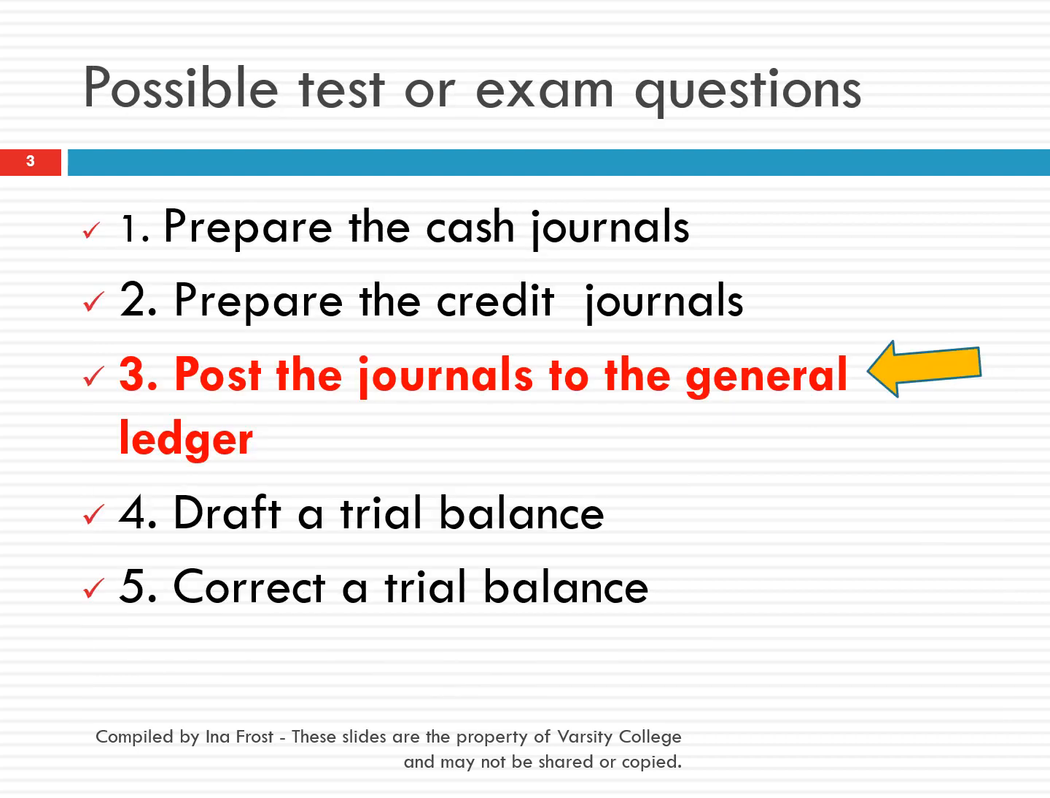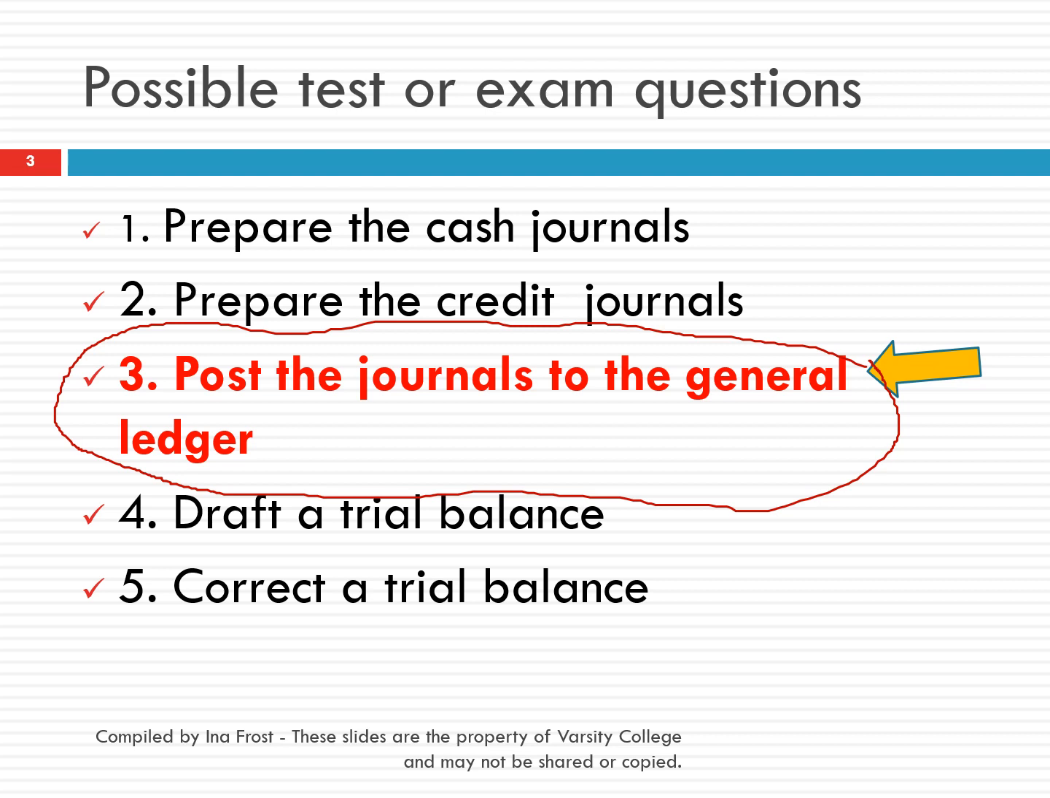In learning units 4 and 5, there are a number of things that you can be tested on. You need to be able to prepare both the cash and credit journals, post those journals to the general ledger, then from the general ledger, prepare a simple trial balance, and even be able to correct a trial balance that is not balancing. In this particular video, our focus will be on posting your journals to the general ledger. And we are going to look specifically at your cash journals, your cash book receipts and cash book payments, and how we will post those two journals to the general ledger.